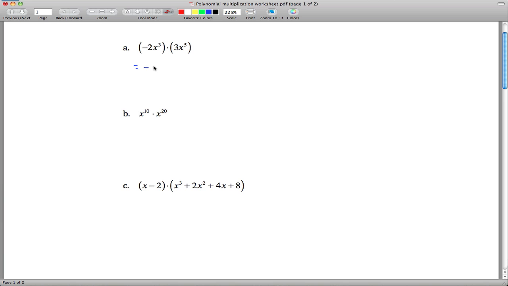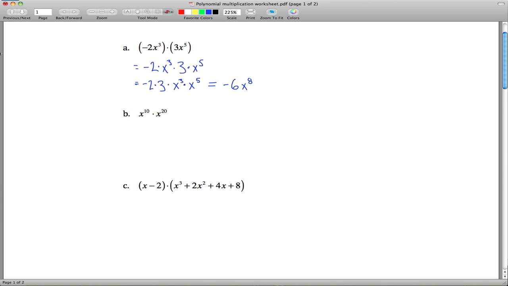I think the easiest way to think about this is really what I have written above is the same as this. This is just negative 2 times x cubed times 3 times x to the fifth. And since multiplication commutes, it doesn't matter what order I write all this stuff in. So it's perfectly fine to write it like this. But maybe this is a form we can evaluate. Negative 2 times negative 3 is negative 6. X cubed times x to the fifth is x to the eighth.